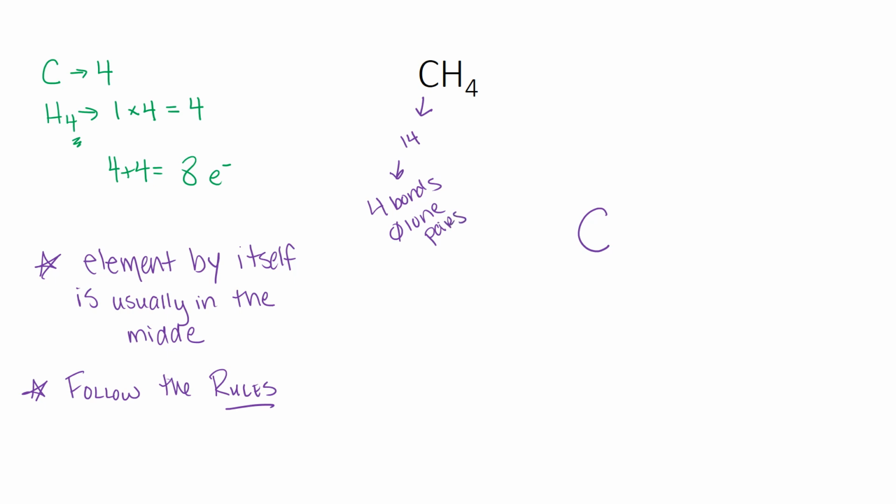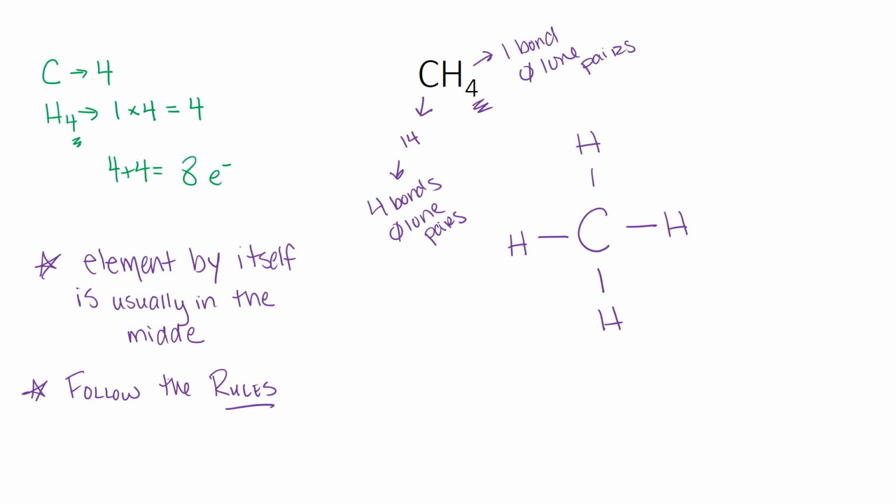Now, it has to make 4 bonds, and it has to bond to 4 things. That should tell you it's going to do 4 single bonds. And then each H is going to be connected at the end. Now, the rule for H was 1 bond, no lone pairs.